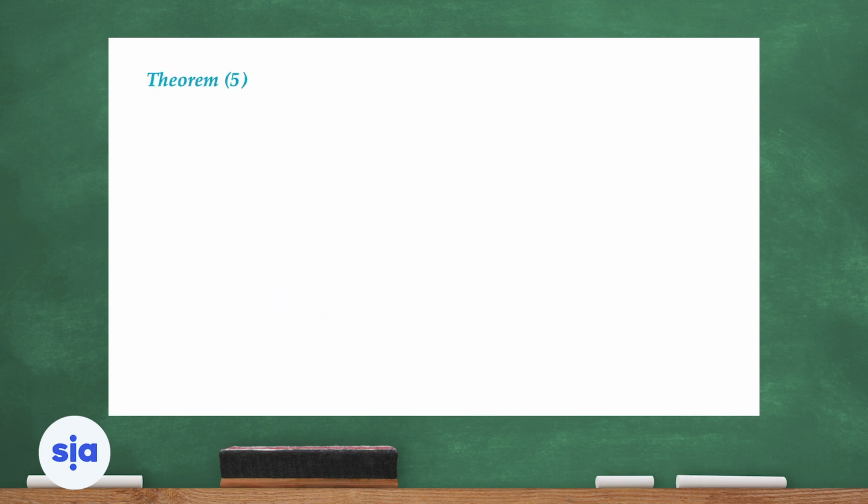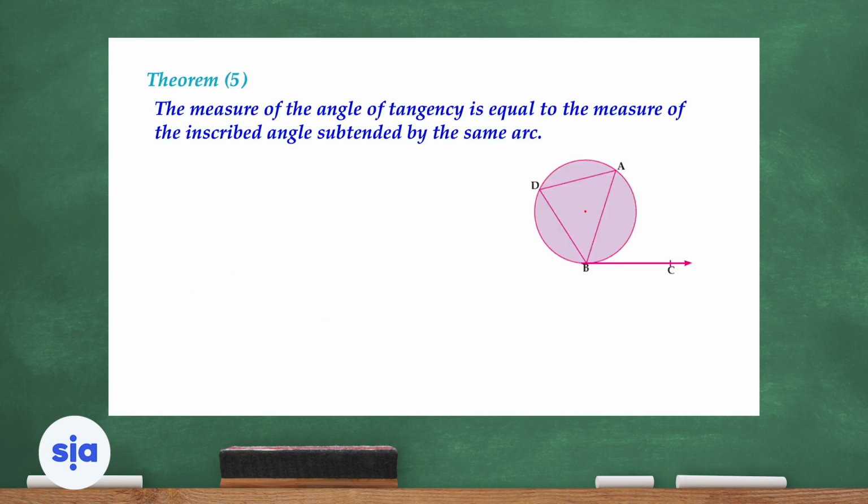Now we'll go to theorem 5. What does theorem 5 say? Theorem 5 says the measure of the angle of tangency is equal to the measure of the inscribed angle subtended by the same arc. The measure of angle ABC is equal to half the measure of arc AB, and also since the measure of angle D equals half the measure of arc AB, then as you can see from 1 and 2, angle ABC is equal to angle D.